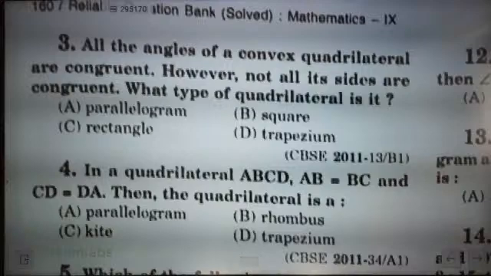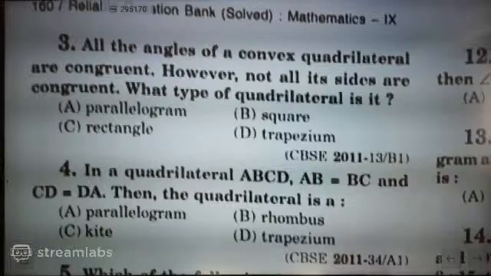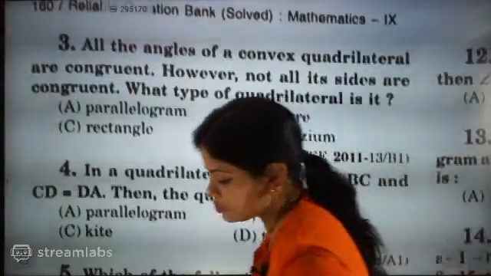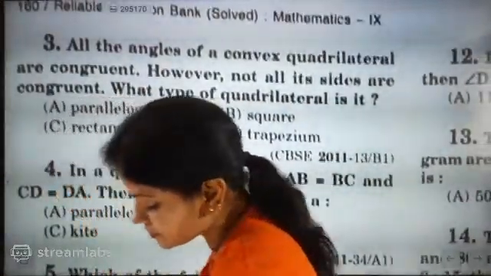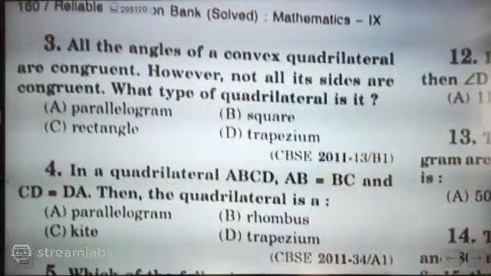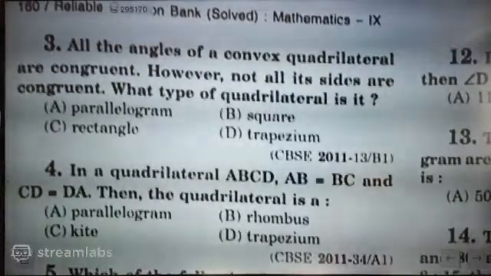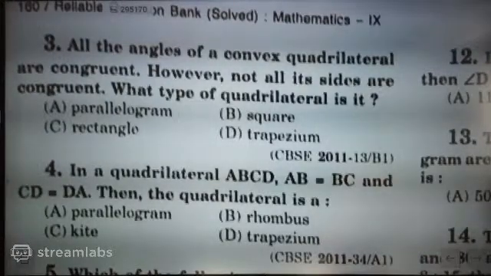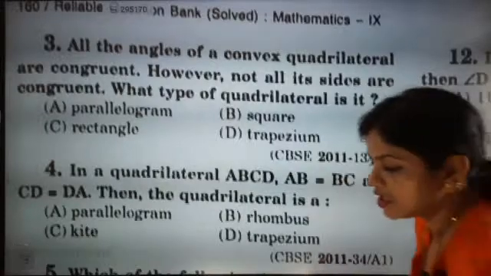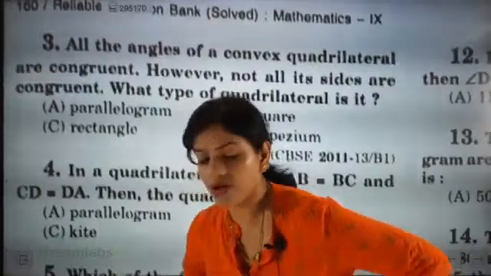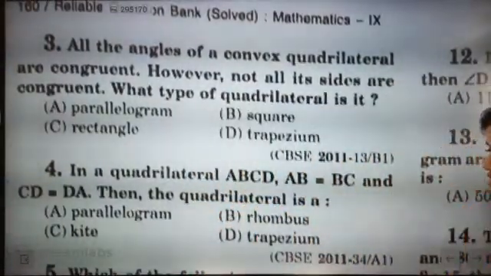Now next question is, in a quadrilateral ABCD, AB equal to BC and CD equal to DA, then the quadrilateral is parallelogram, rhombus, kite, trapezium. This question belongs to you. I am coming to you to check the answer. What can be the answer here? In parallelogram also opposite sides are equal.